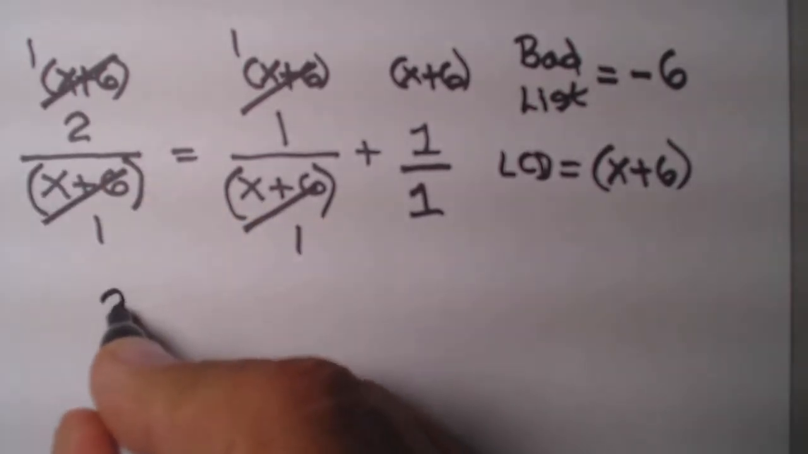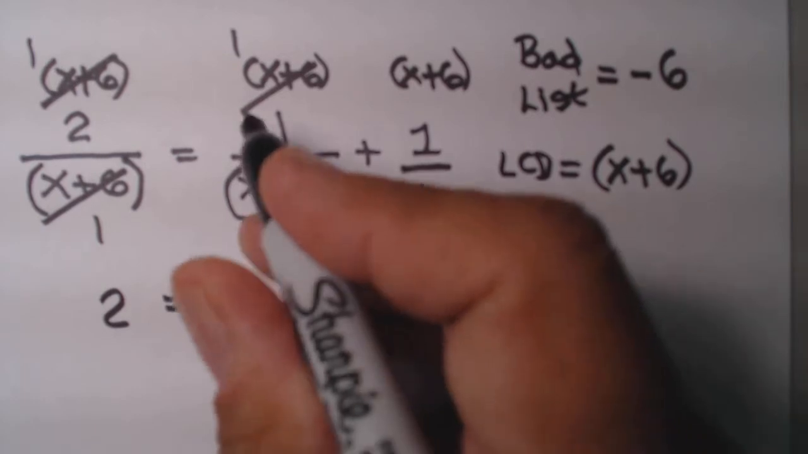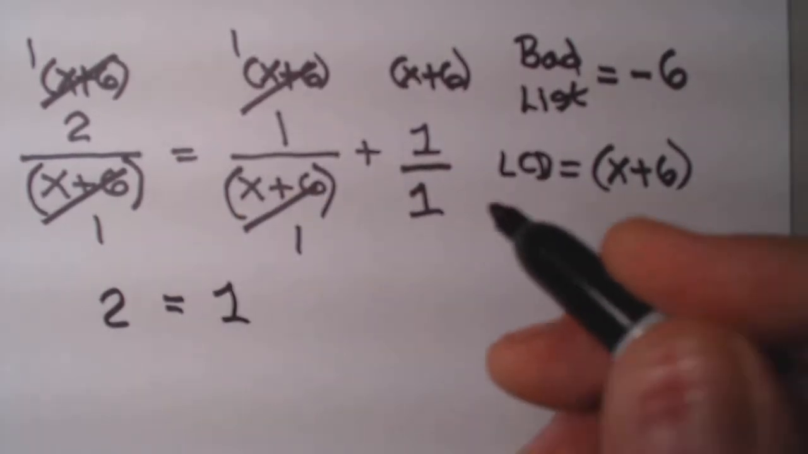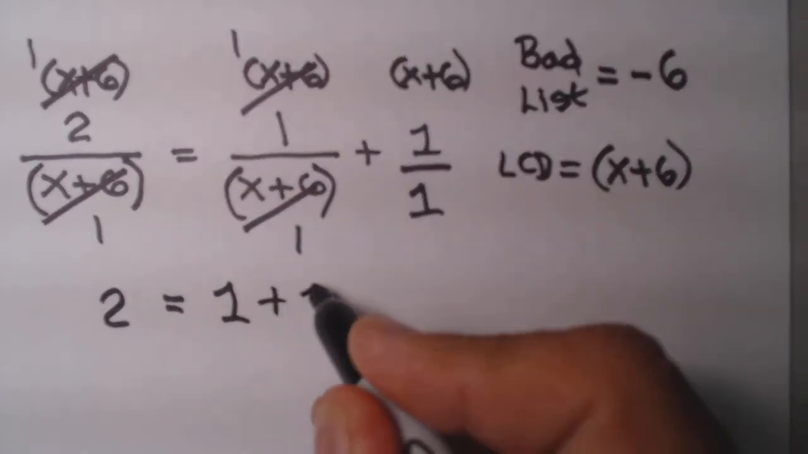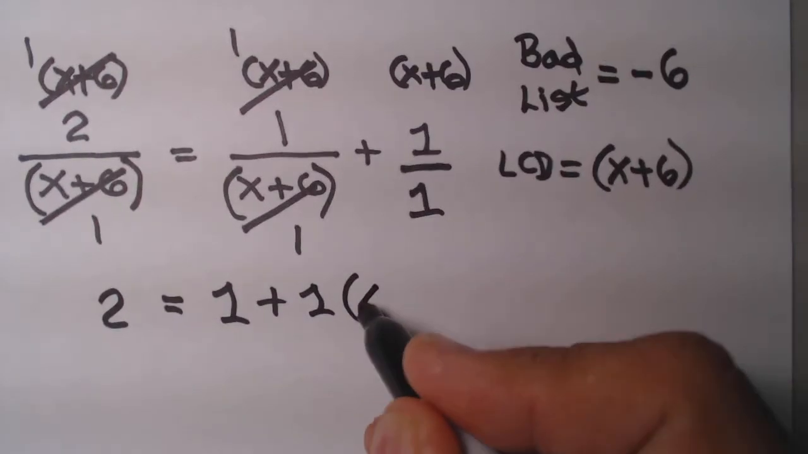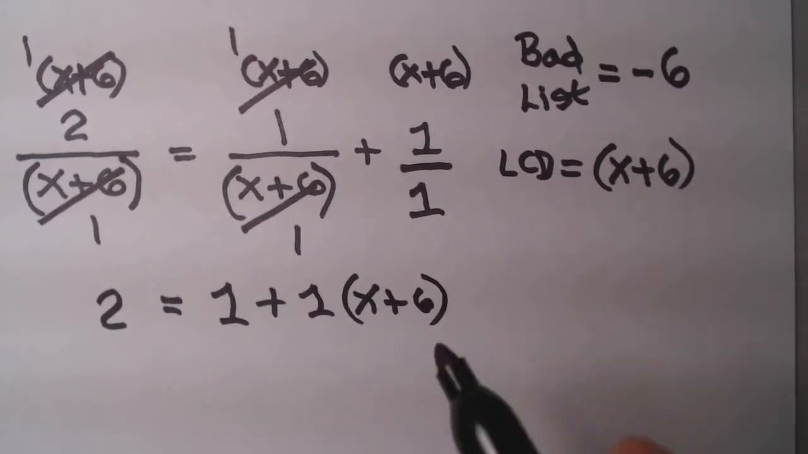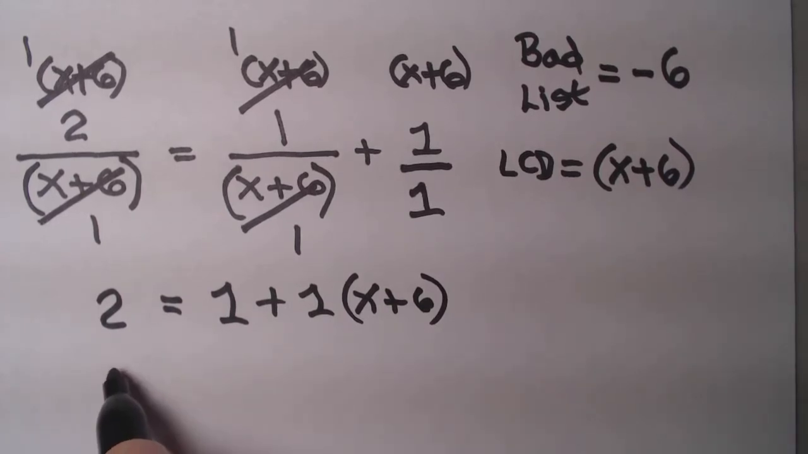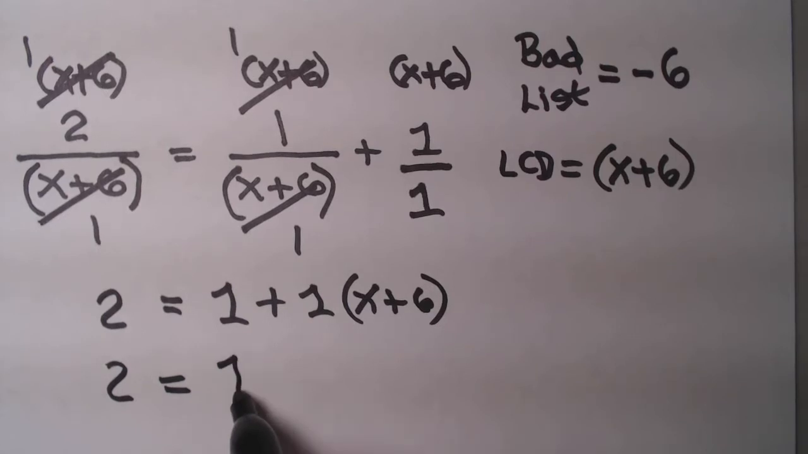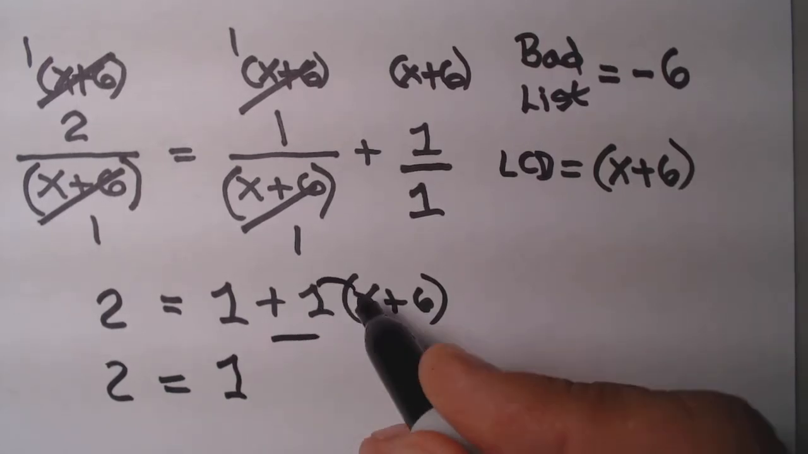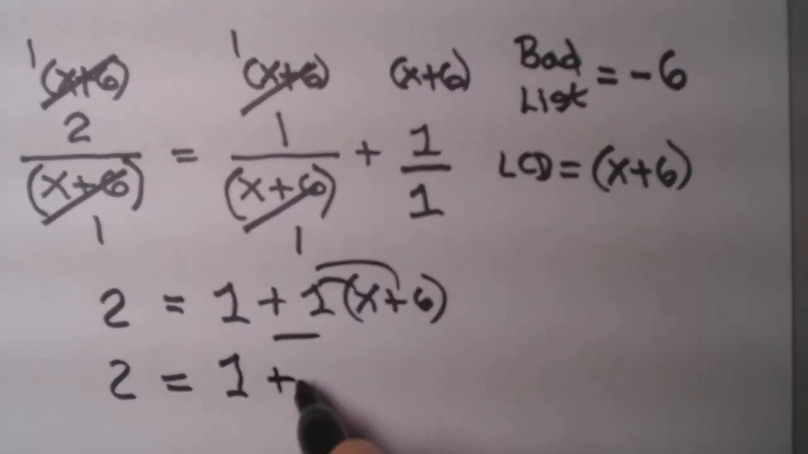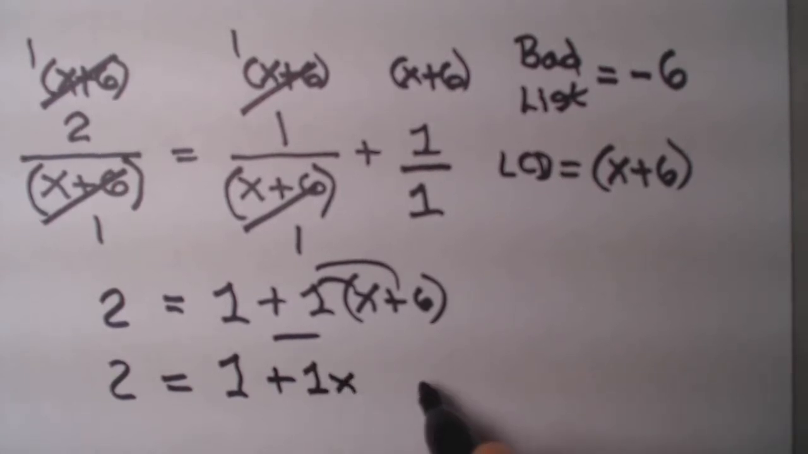Okay, let's put our leftovers together. 2 times 1 is 2, equals 1 times 1, which is 1, plus 1 times the x plus 6. Okay, here we go. Let's clean up the right. The left is okay here. It's just simply 2. The 1 is okay in front, but the plus 1 has to be distributed in. So I get plus 1x, and plus 1 times plus 6 is plus 6.